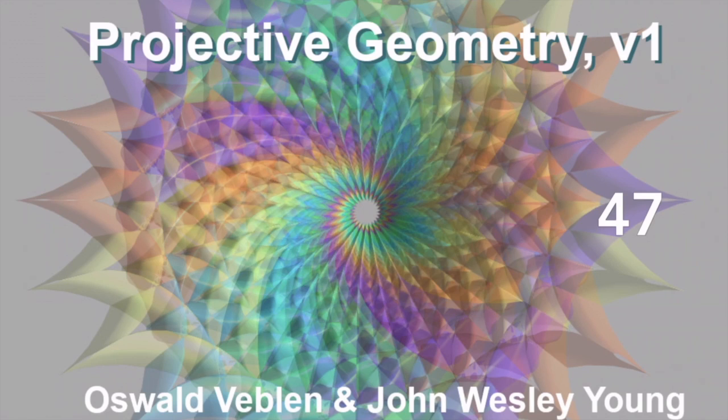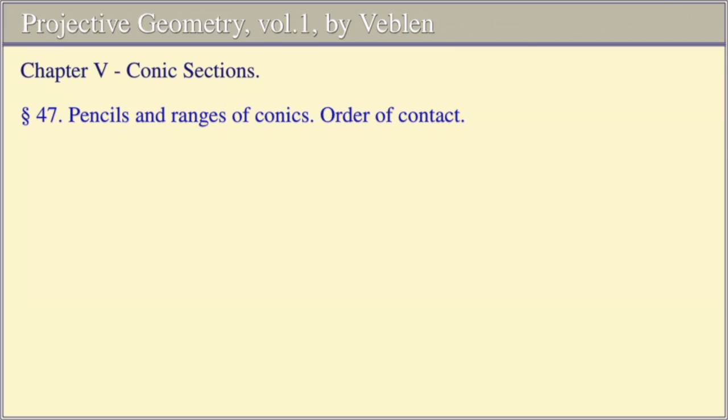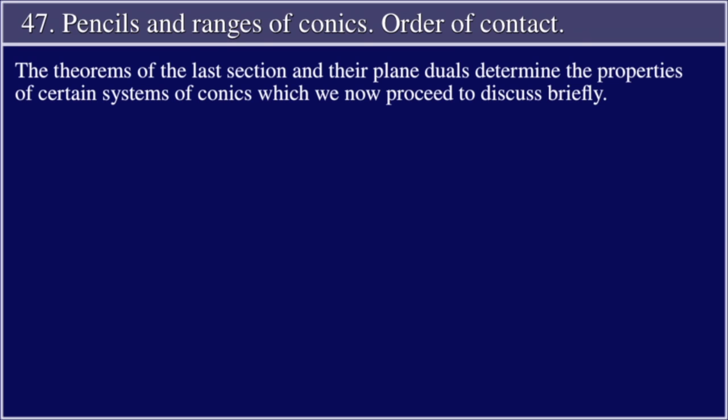Projective Geometry, Volume 1, by Oswald Veblen and John Wesley Young. Section 47, Pencils and Ranges of Conics. Order of Contact. The theorems of the last section and their plane duals determine the properties of certain systems of conics, which we now proceed to discuss briefly.